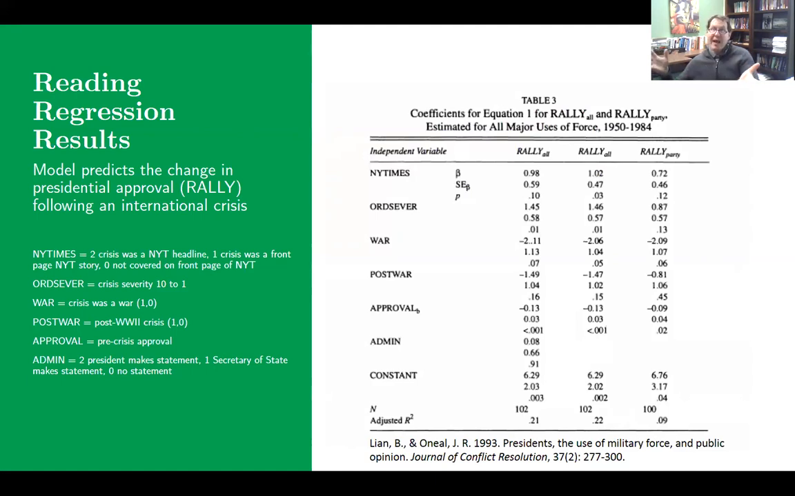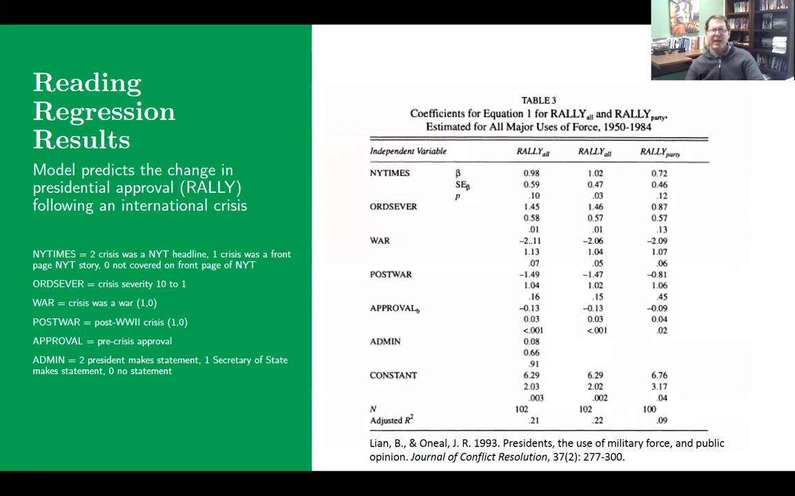And if it's a headline, oh my gosh, instead of putting a 1 in there, we're going to put a 2 in there. And so it's increasing it by 0.98 times 2, which is 1.86 maybe. So not quite 2 percentage points. That would be the increase or the bump up that we would get in terms of presidential approval from having a crisis make the front page headline for the New York Times.